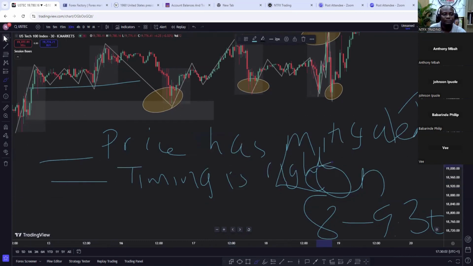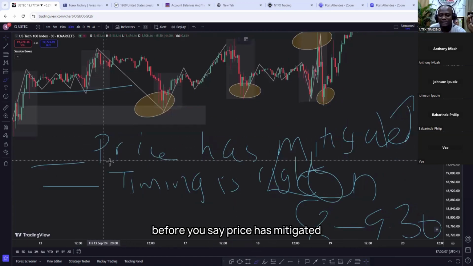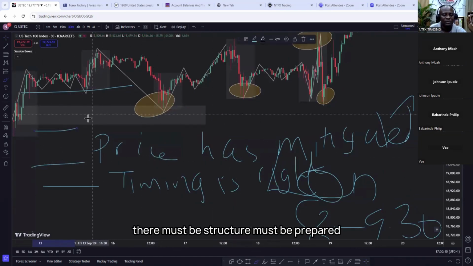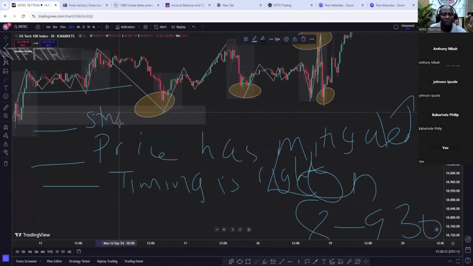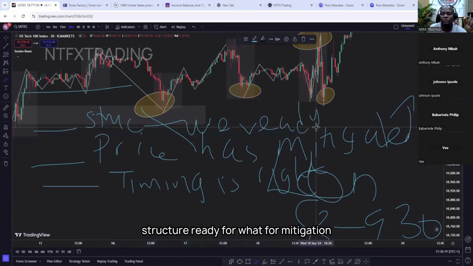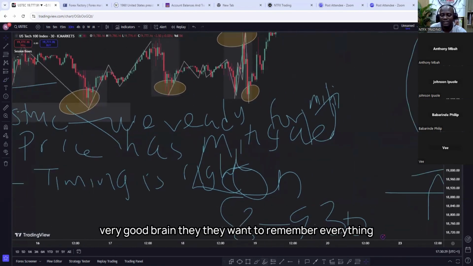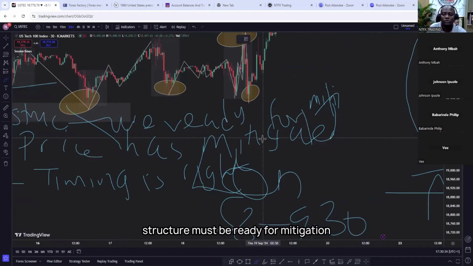Yes, sir. Good. And then before you say price has mitigated, structure must be prepared. Structure ready for what? For mitigation. If I were you, I would write all these things down. But some people have a very good brain and want to remember everything. It's not easy. Structure must be ready for mitigation.